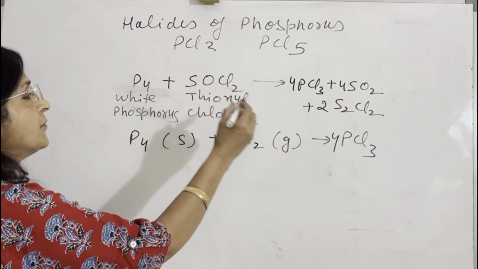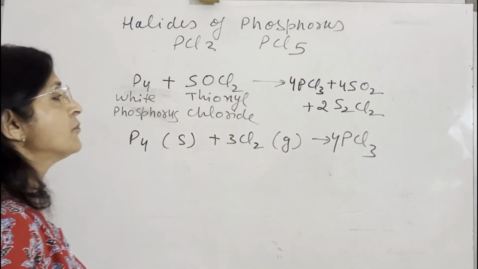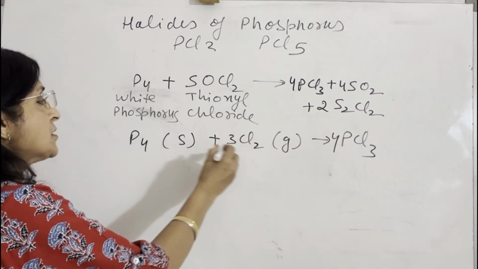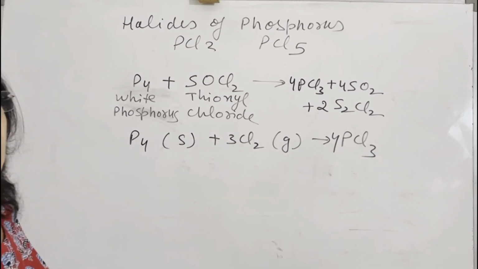White phosphorus is treated with thionyl chloride, phosphorus trichloride forms. This is called as sulfur monochloride. In the second reaction, white phosphorus is treated with chlorine and phosphorus trichloride forms.